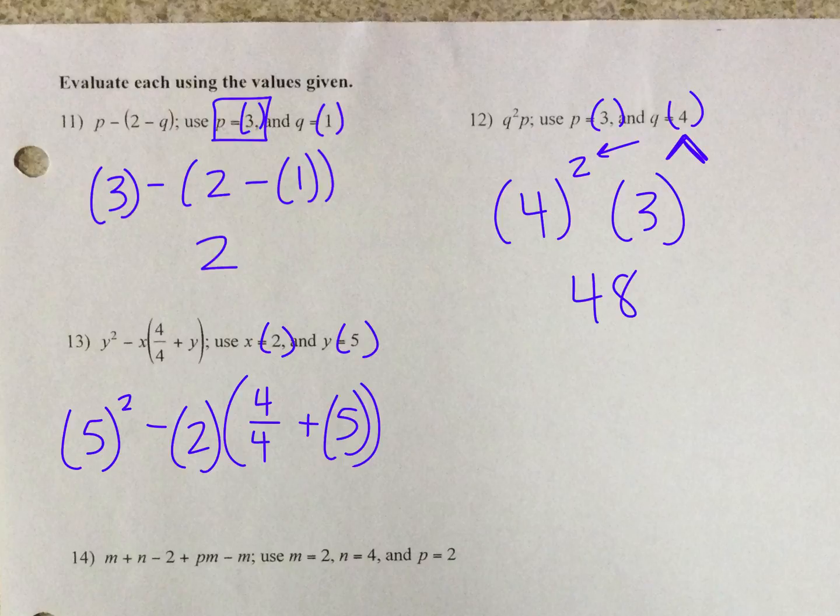So when you type this in your calculator, 5 squared, well, parenthesis 5, parenthesis squared, minus parenthesis 2, parenthesis, I got to hit that alpha y equals to make a fraction, 4 over 4, plus parenthesis 5, parenthesis. Parenthesis. That word's hard to say over and over.